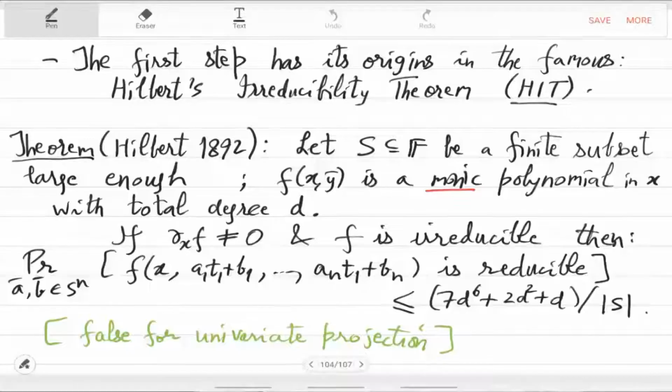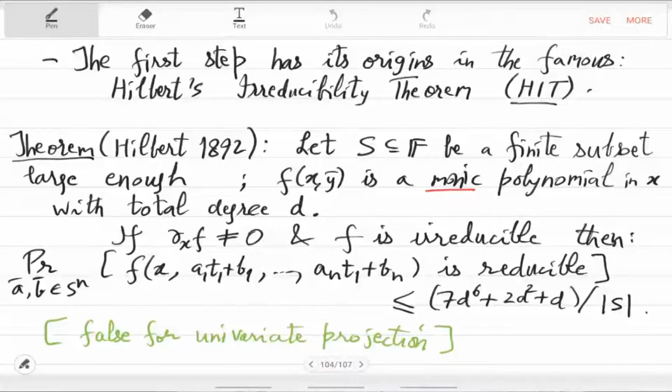So last time we started Hilbert's irreducibility theorem, which states that if f is irreducible, then when you randomly project any irreducible n-variate polynomial to two variables, it will remain irreducible with high probability. So today we will prove this theorem.